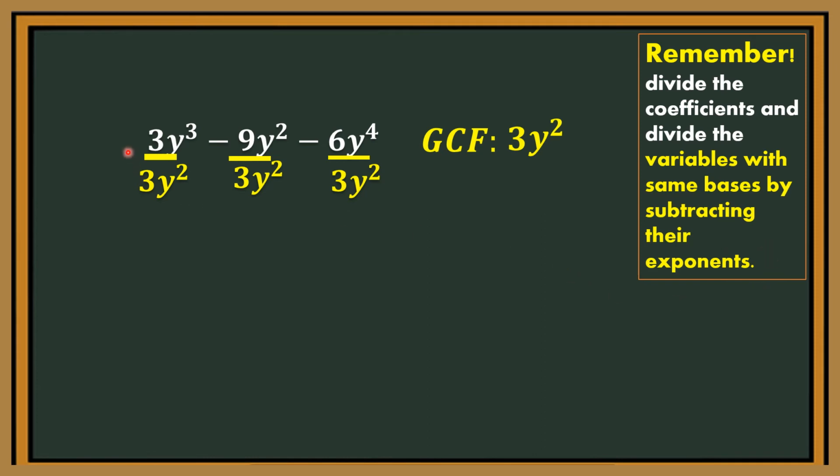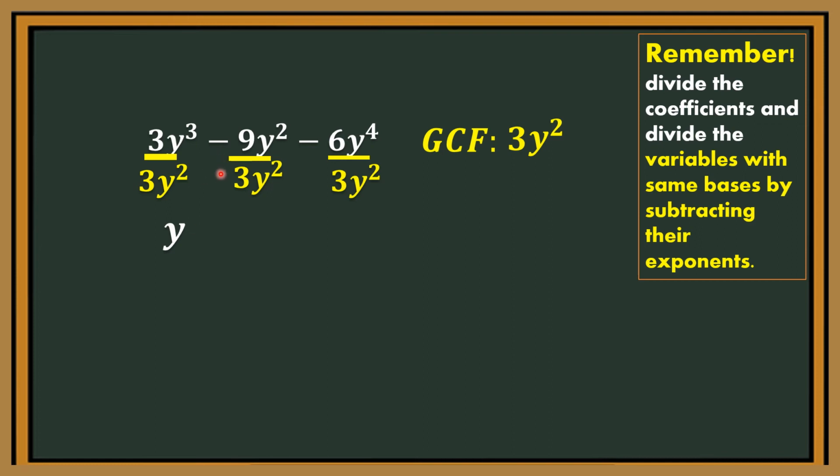So let us start. To the coefficients, 3 divided by 3, 1. y cubed divided by y squared, same variable, subtract the exponents. 3 minus 2, that is 1. So in this term, the answer is y. Automatically, we have 1 here as the numerical coefficient of y and 1 as the exponent of y.